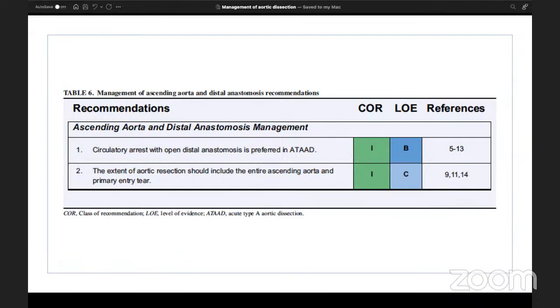But for type B, type 1 DeBakey, your repair most of the time is palliative because there is still some false lumen either within the proximal or all over the descending thoracoabdominal aorta.